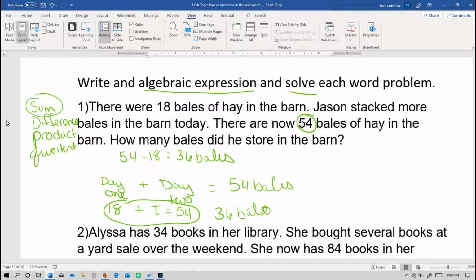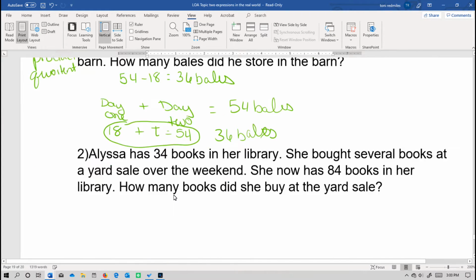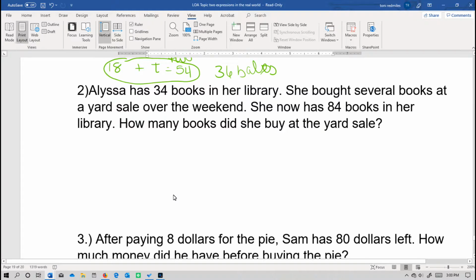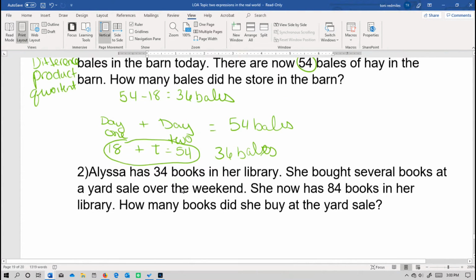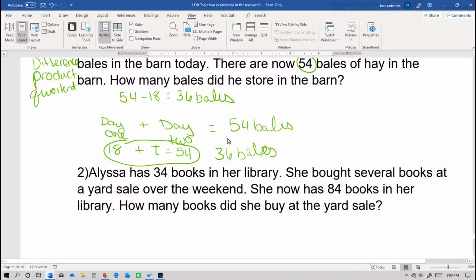All right, and next class we will actually be talking about opposite operation and be able to solve these. We may or may not have gone over it a little bit, but right now we're just setting up expressions and we're solving them. We know from common sense it's 36 bales. We also know that this would be how I would set up an expression.